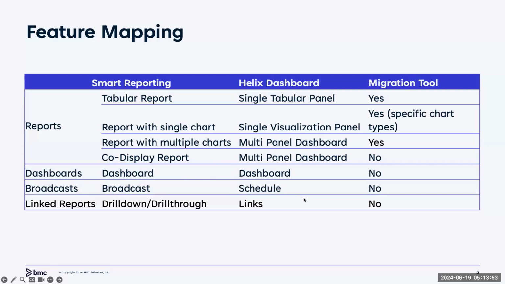Broadcasts are called schedules in the Helix Dashboard world. Then you have different types of report linking in Smart Reporting, such as drill down and drill throughs, which are all called links within Helix Dashboard. You will also notice that some of these object types are supported by the migration utility. For the visualizations, it's a conditional support, meaning specific types of visualizations can be converted and some cannot be. Let's talk about that.